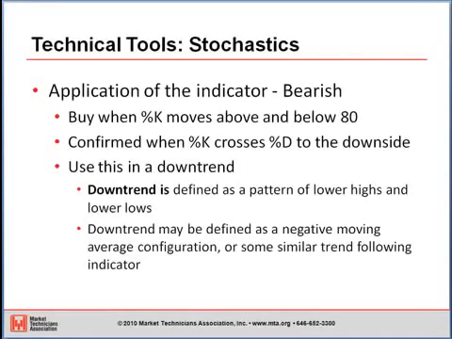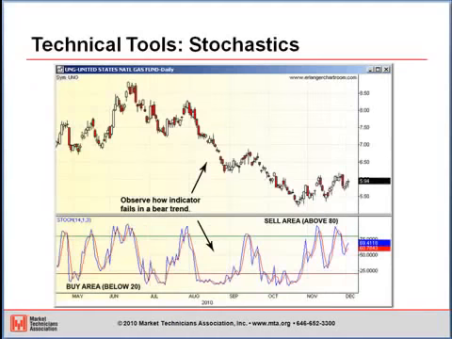A downtrend is defined as a pattern of lower highs and lower lows. A downtrend also may be defined as a negative moving average configuration or some other trend following indicator that you're used to. We're going to show you how the indicator fails in a bear trend. Notice how the period where the arrows are shown, the stochastic did go above and below 80, and then it got stuck down in the 10 area for quite a while, and the market fell a substantial amount of points.